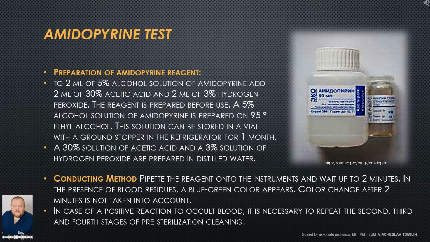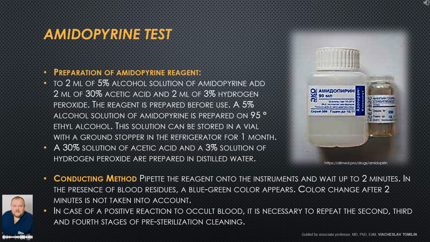A 5% alcohol solution of imidopyridine is prepared in 95 degree ethyl alcohol. This solution can be stored in a vial with a ground stopper in the refrigerator for 1 month. A 30% solution of acetic acid and a 3% solution of hydrogen peroxide are prepared in distilled water.